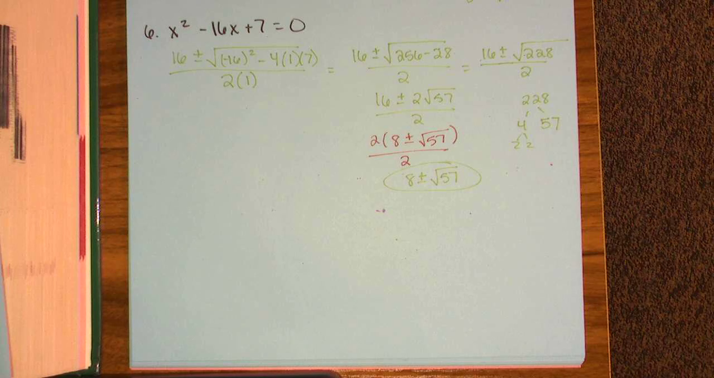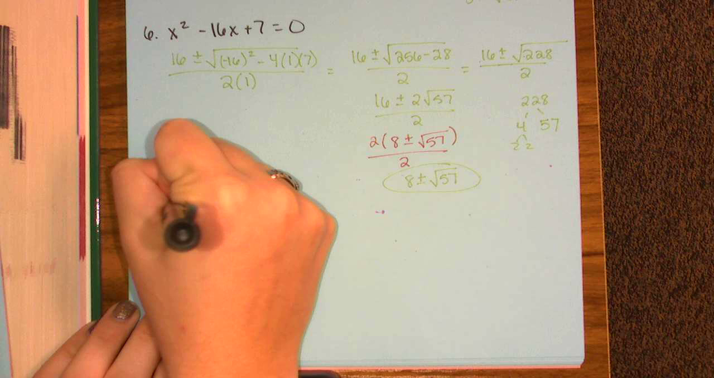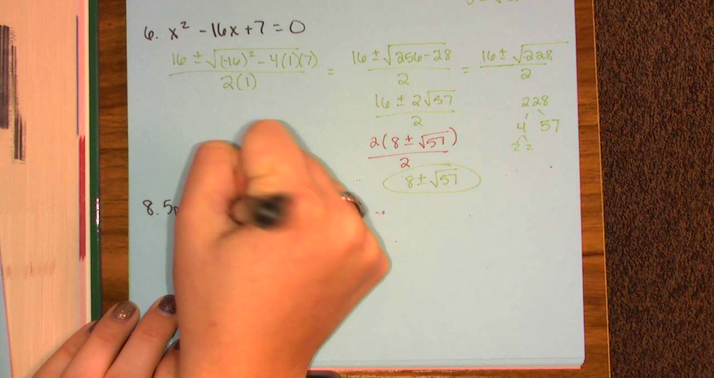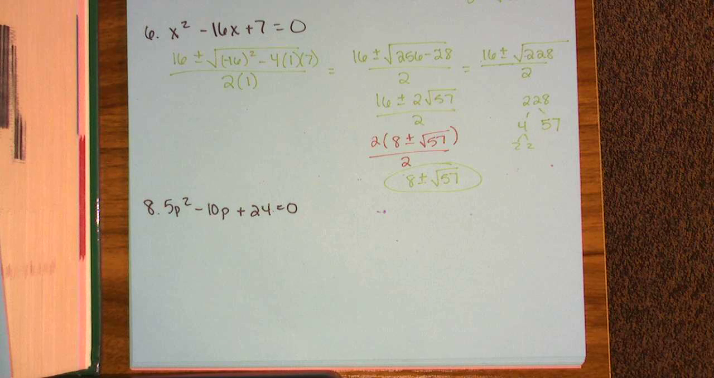Alright, I'm going to have you guys try this one for a minute. 5p squared minus 10p plus 24 is equal to 0.